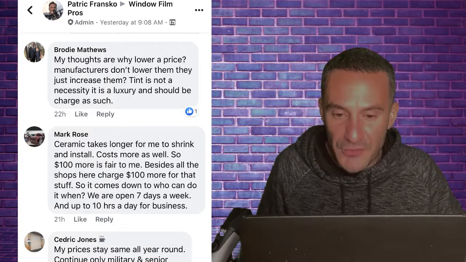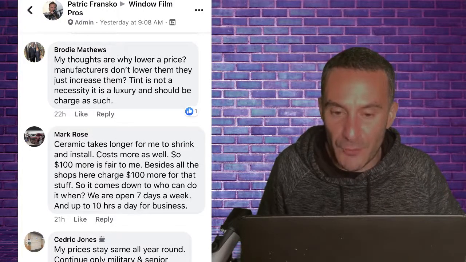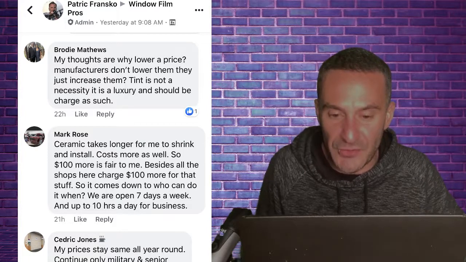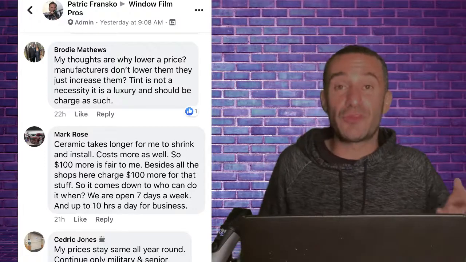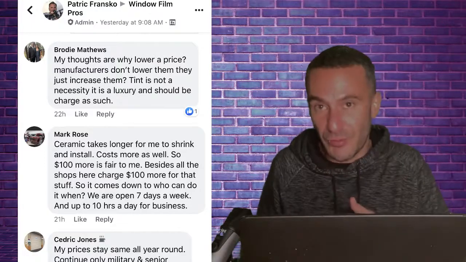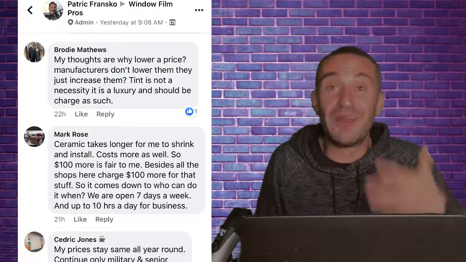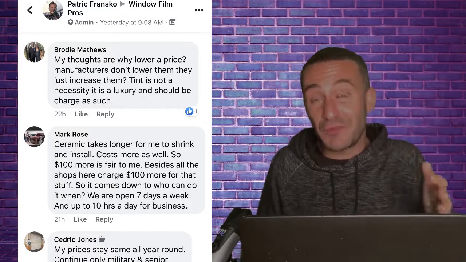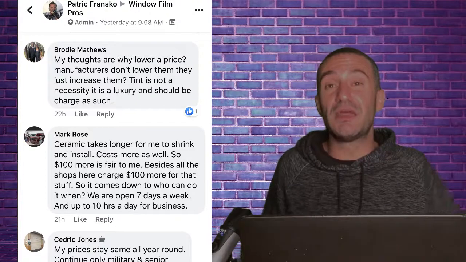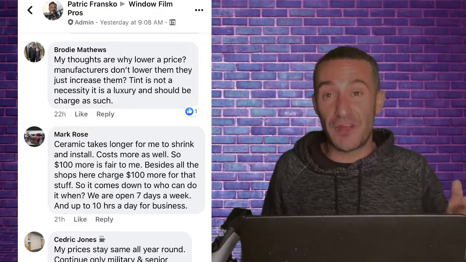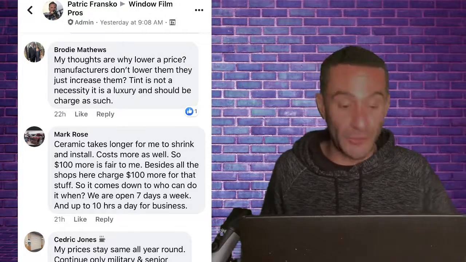Brody said, my thoughts, why lower the price? Manufacturers don't lower the price. They just increase them. Tint is not a necessity. It's a luxury and should charge as such. Well, if you're looking for reasons to lower the price, read the comments, watch the previous part of this Tint Wisdom, and there's some reasons there. If you don't want to lower the price, I definitely don't think everybody should do everything. You should do what you want. There's a million ways to cook a steak that comes out delicious, and you want to find the way that works best for you and you enjoy doing.